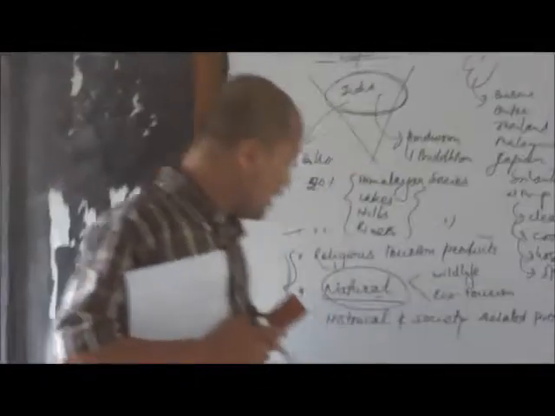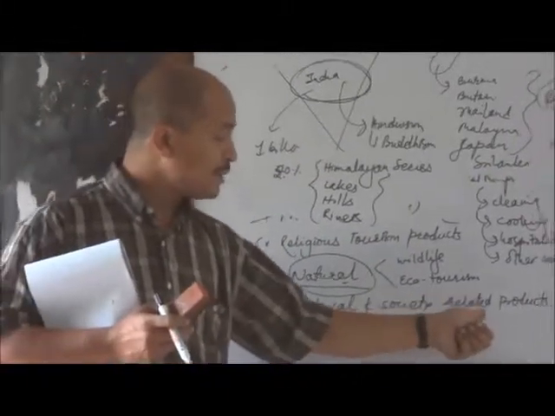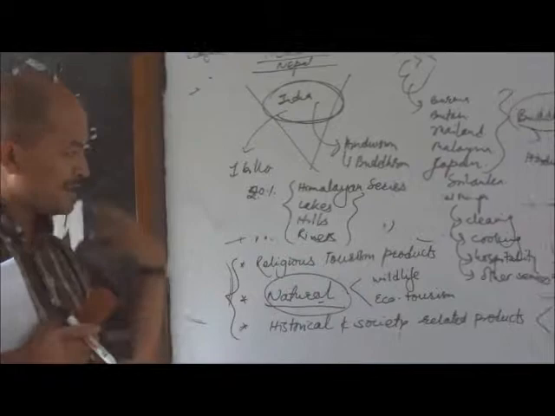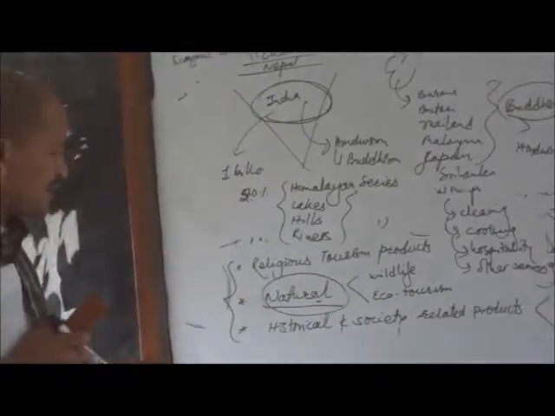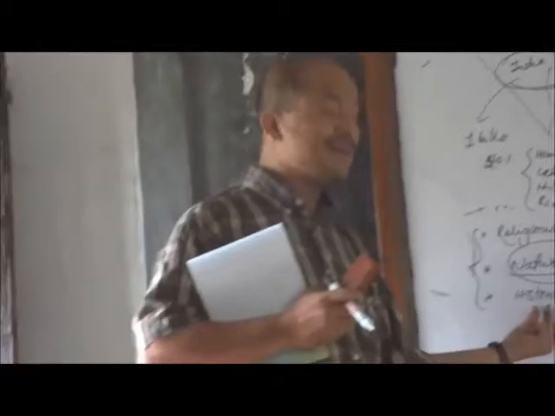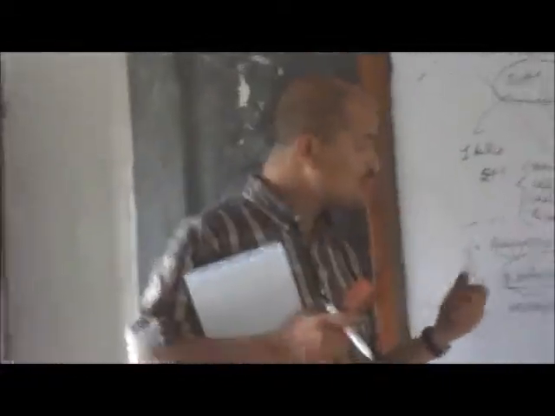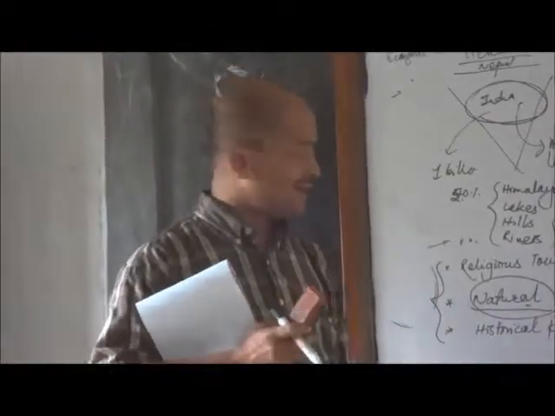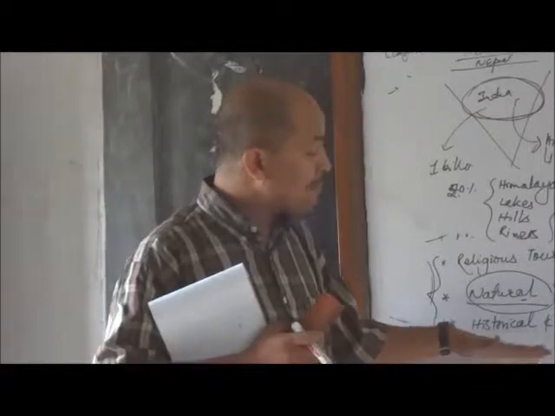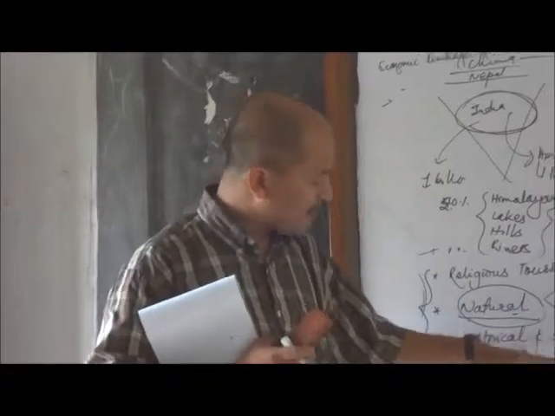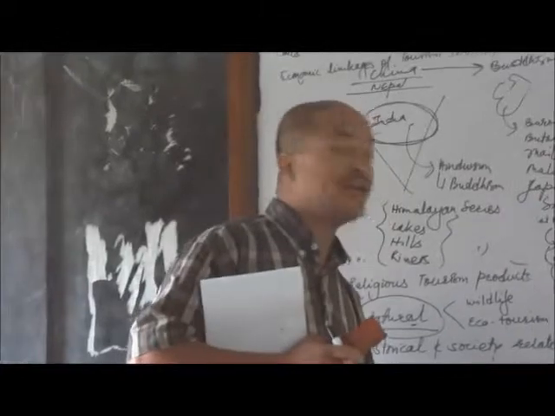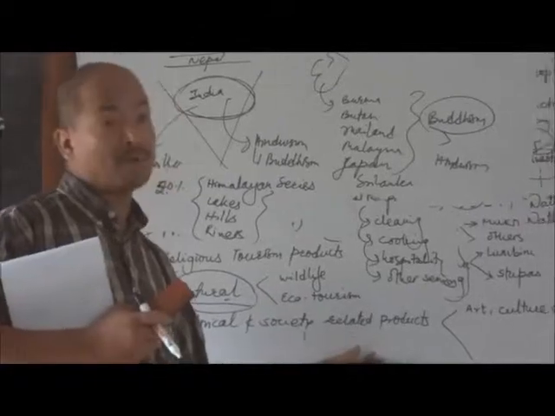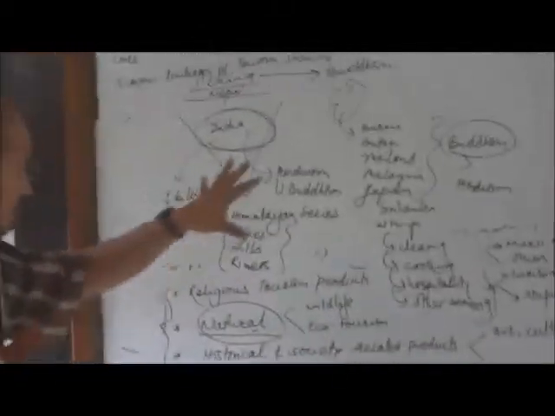This is another product. And another is historical and society-related products. All over the world, anthropologists, sociologists, culturists, and architects are interested in the old heritage, and they want to learn the art, culture, and civilization of Nepalese society. In this situation, if we can promote these products, we can also get a certain percentage of tourists for our tourism industry for study or research purposes. These are the three products.